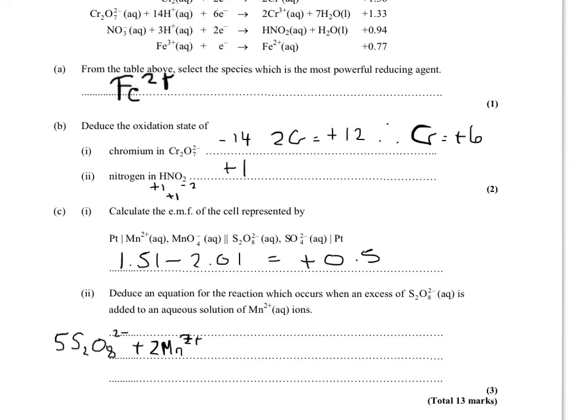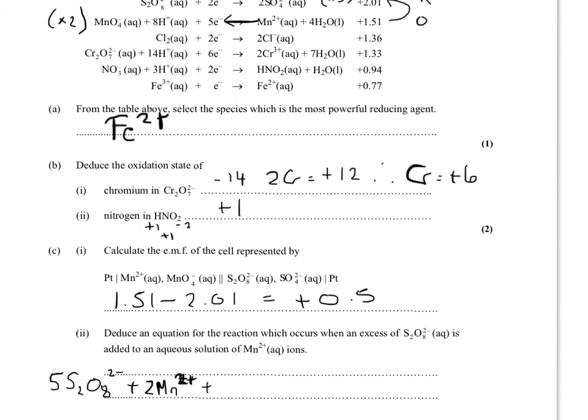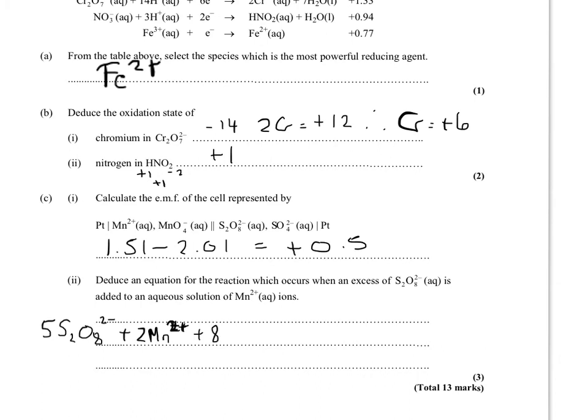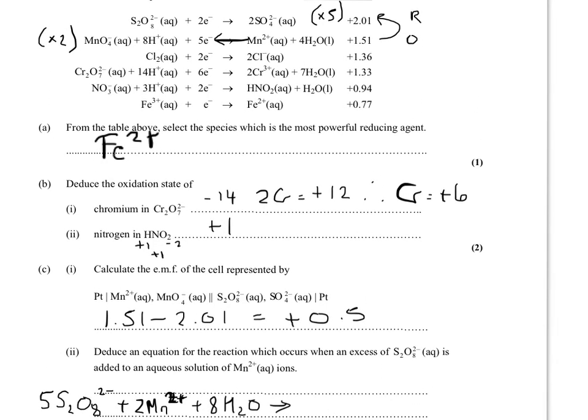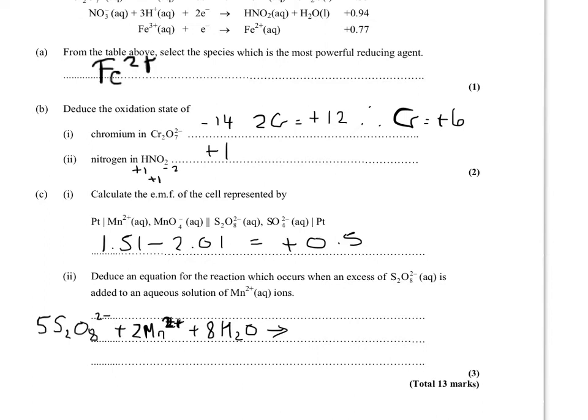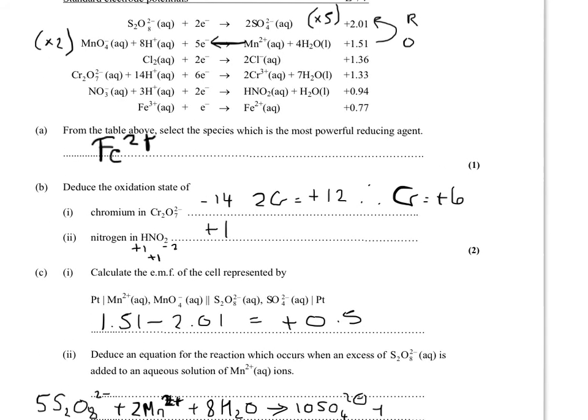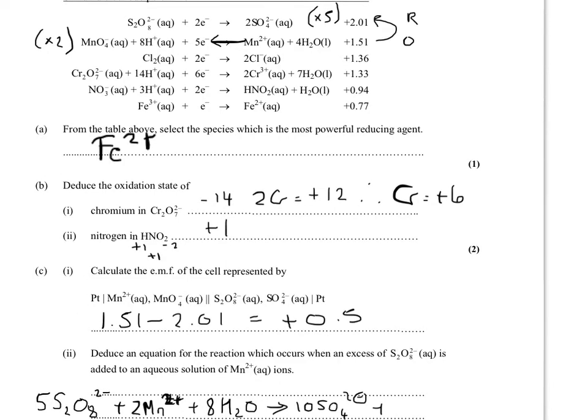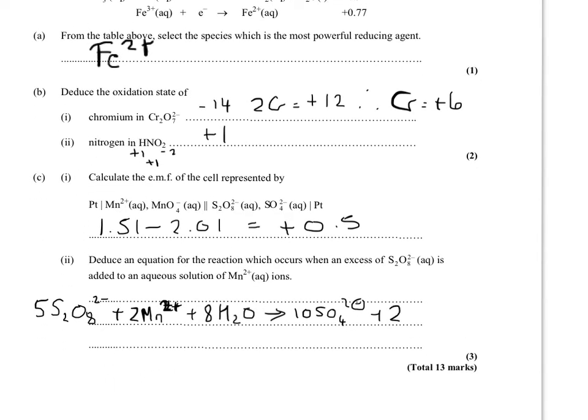Sorry, 2 plus. Make sure in an exam you scribble that out and start it again rather than doing what I've just done. Plus 8H2O, and that goes to make, if we now look at the other side, 10SO4 2 minus plus 2MnO4 2 minus plus 16H plus. So there's your answer.